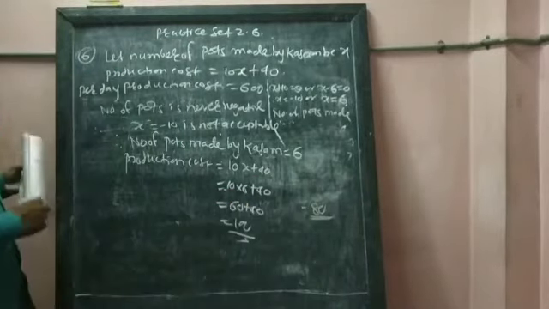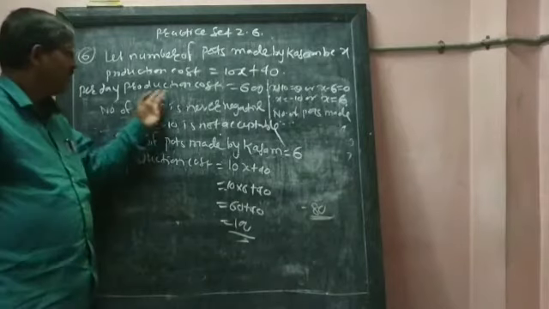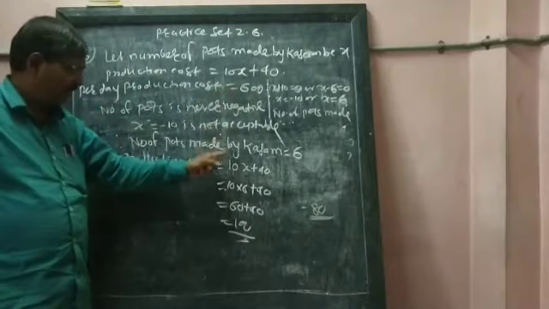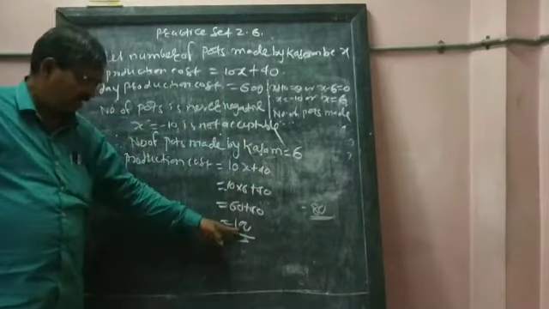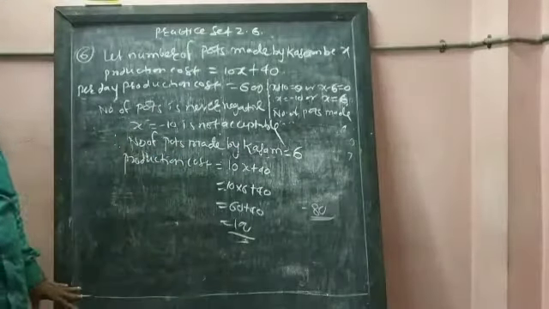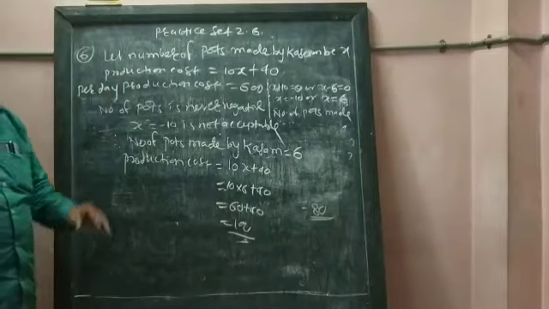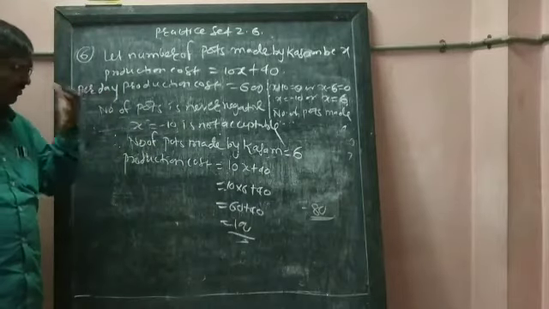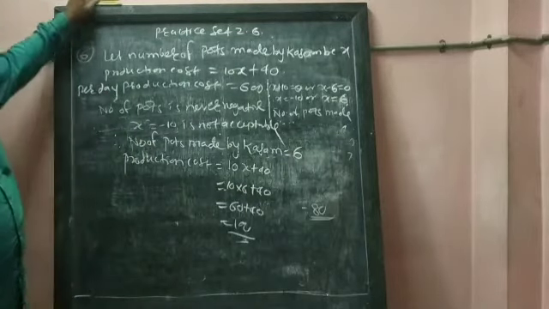Is it correct or not, that you can check, because here per day production cost is 600 given. The number of pots is 6. 6 into 100 is equal to 600, means our answer is correct. So in this way, we can check whether our answer is correct or wrong.